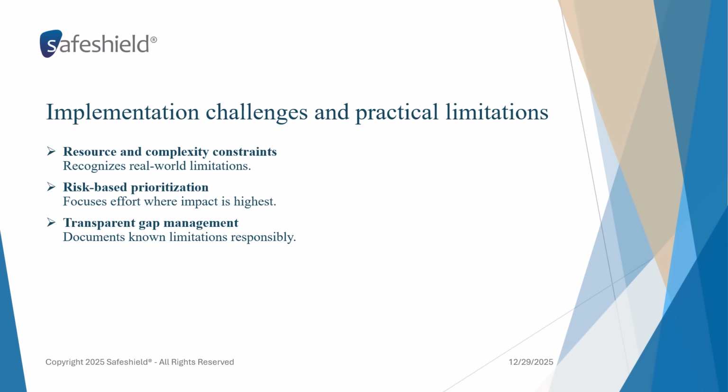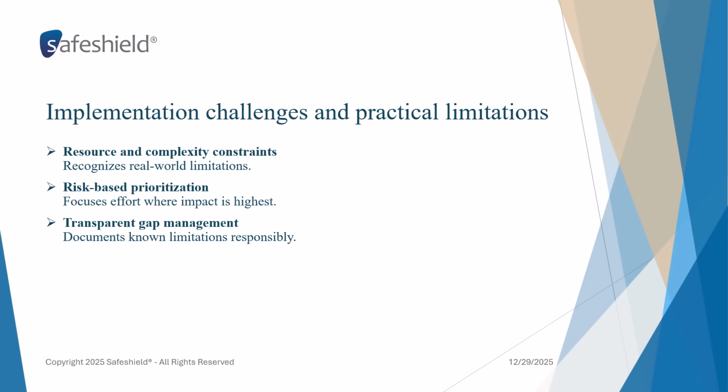Effective AI risk management requires coordination across technical, legal, compliance, and business functions. Siloed responsibilities, unclear ownership, or competing incentives can weaken governance effectiveness. Leadership commitment and clearly defined accountability are essential to overcome these challenges.